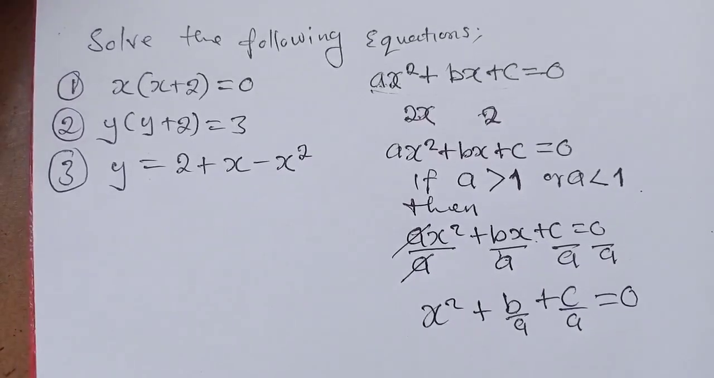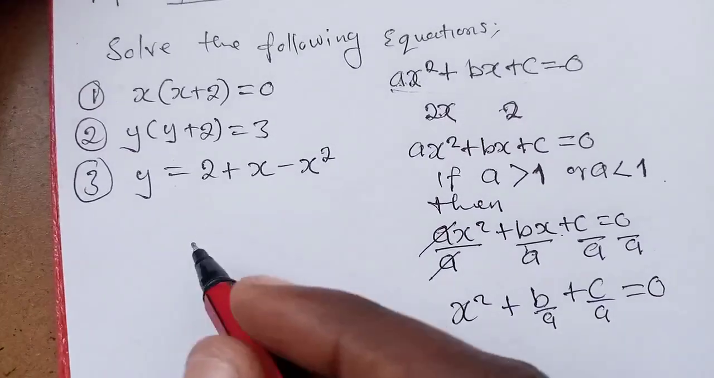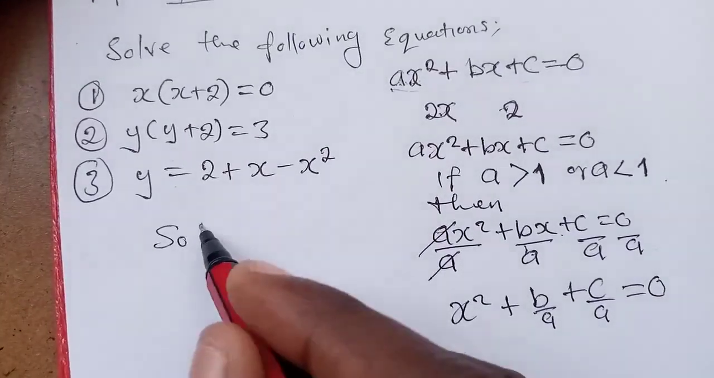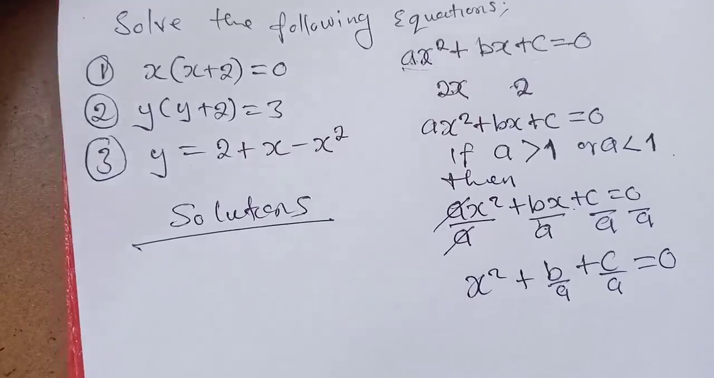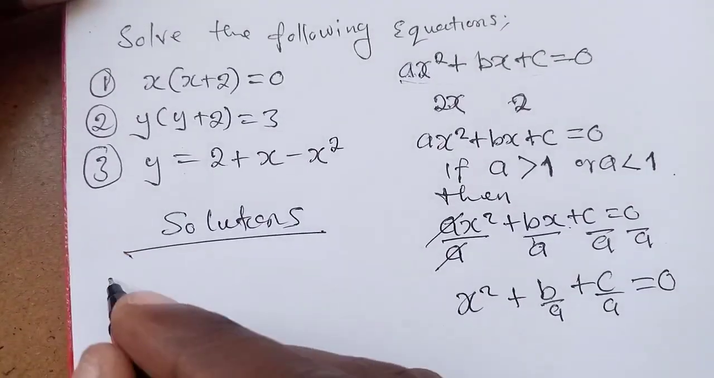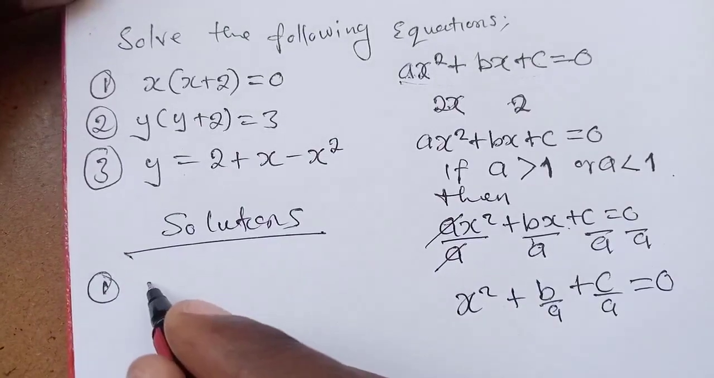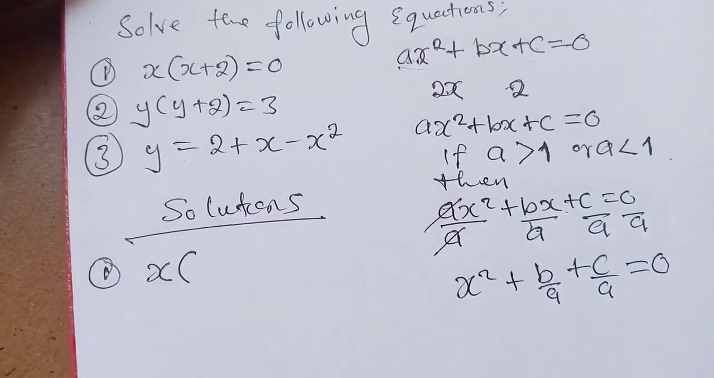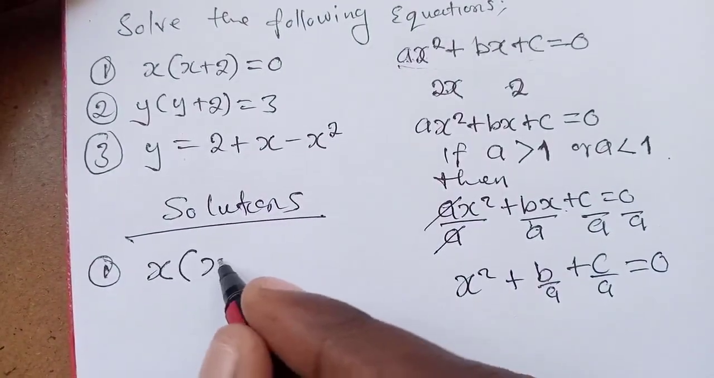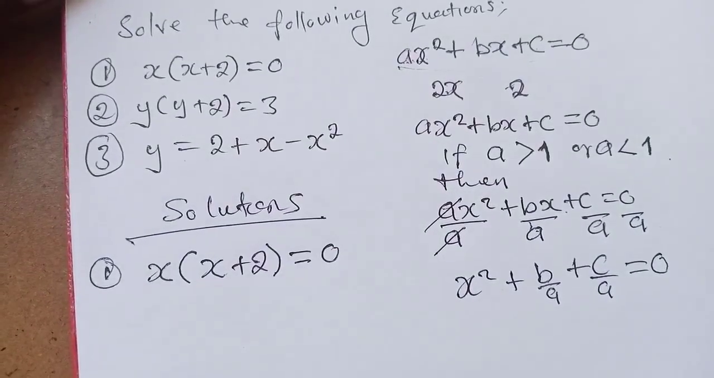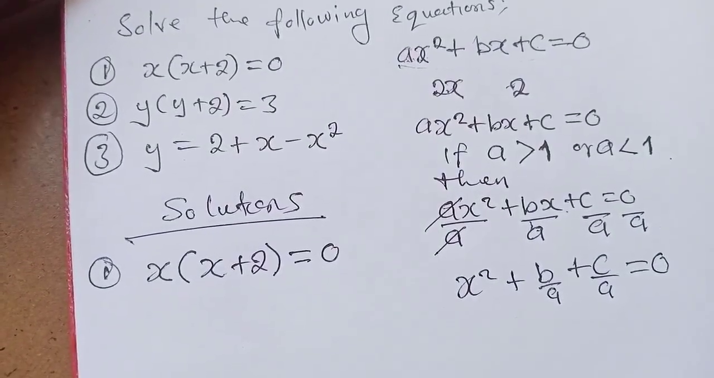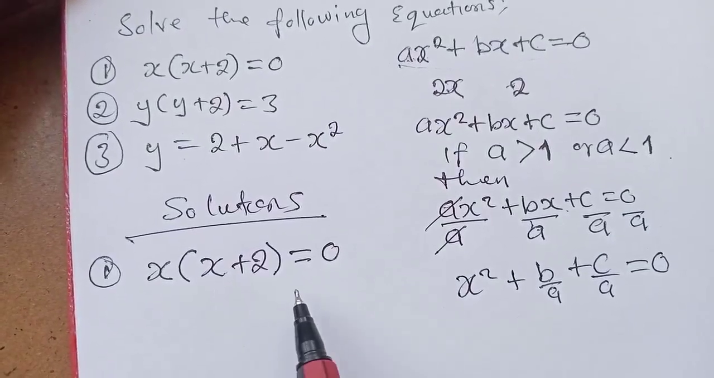All right, so I will say solutions. We'll start with question 1. Question 1, we have x(x + 2) = 0. This is the equation that we are given.